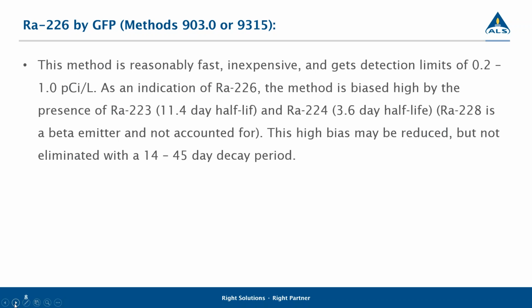But like I said, it is going to have a potential high bias for the 226 if you have any of the other alpha emitting radiums there. So radium-223, radium-224, you can eliminate that, or not necessarily eliminate it, but at least reduce it with a decay period of 14 days. So that's going to extend your turnaround time on how fast you can get this done.